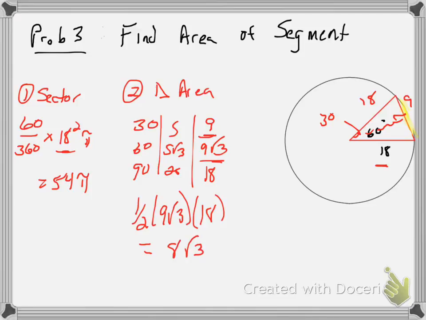And again, it's just the area of the sector, which is 54 pi, minus the area of your triangle, which is 81 radical 3. I just plug it right in my calculator the way it looks. And that's going to give me about 29.35 as the area of that segment.